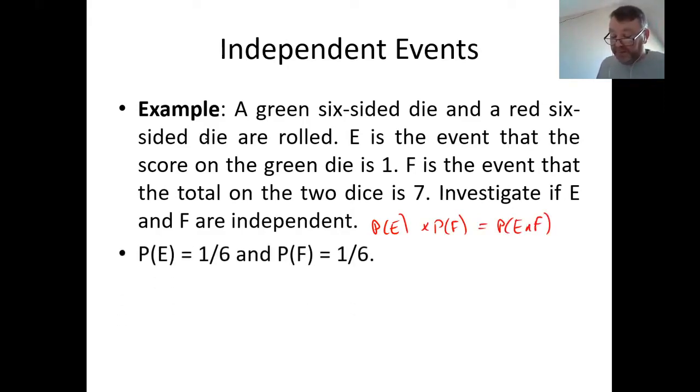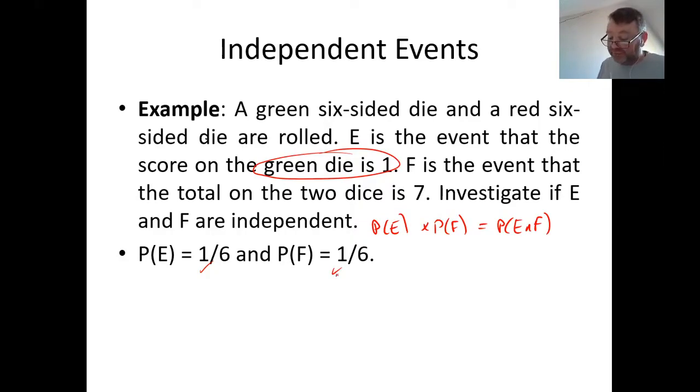So the probability of E, what does it say? E is the event that the score on the green die is 1. So how many ones on a die? There's only 1 out of 6 numbers. So that's 1 out of 6. F is the event that the total on the 2 dice is 7. So if I'm only allowed to have 1 on the first die, that means I can only have 6 on the other die to bring it up to 7. How many 6s on a die? 1. So 1 out of 6 is the probability of F.